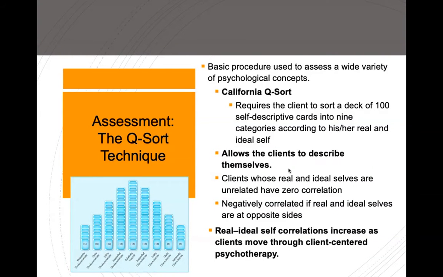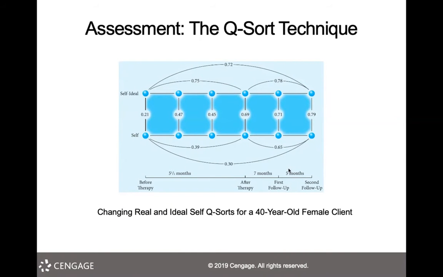The real and ideal self correlations increase as clients move through client-centered psychotherapy. And this is an example of a 40-year-old female client who changed her real and ideal self correlations. So this is before therapy. You can see the correlation between the ideal and the self is very, very low. And then as therapy progresses, you can see 5.5 months, right? When therapy is like here, you could see the person's self and ideal self are at 0.69, right? And so the correlation has become stronger. So their ideal self and actual self are more aligned. And so when you do the 7-month follow-up, 5-month follow-up, it keeps increasing. That's what he found from this.